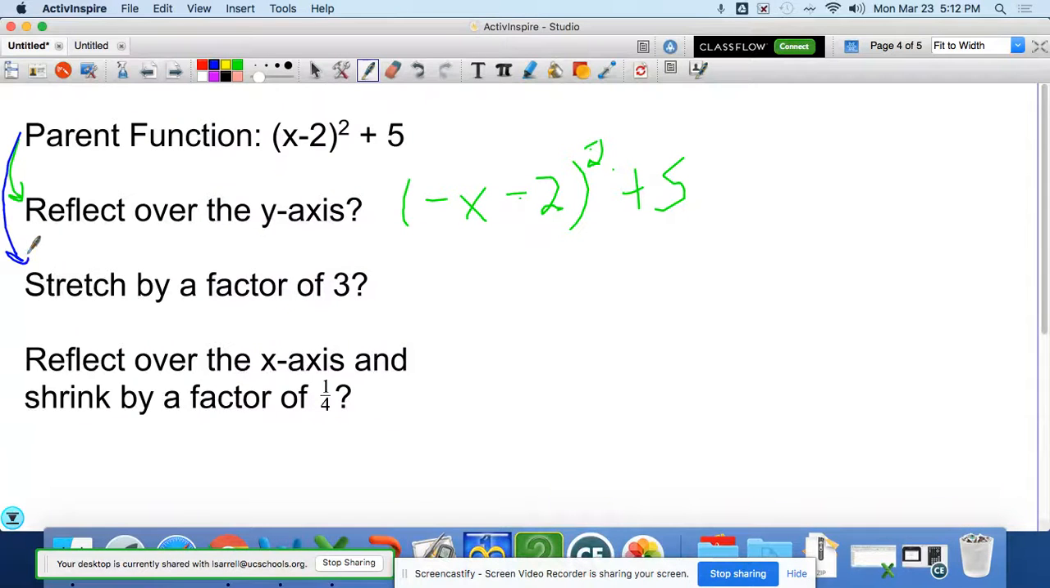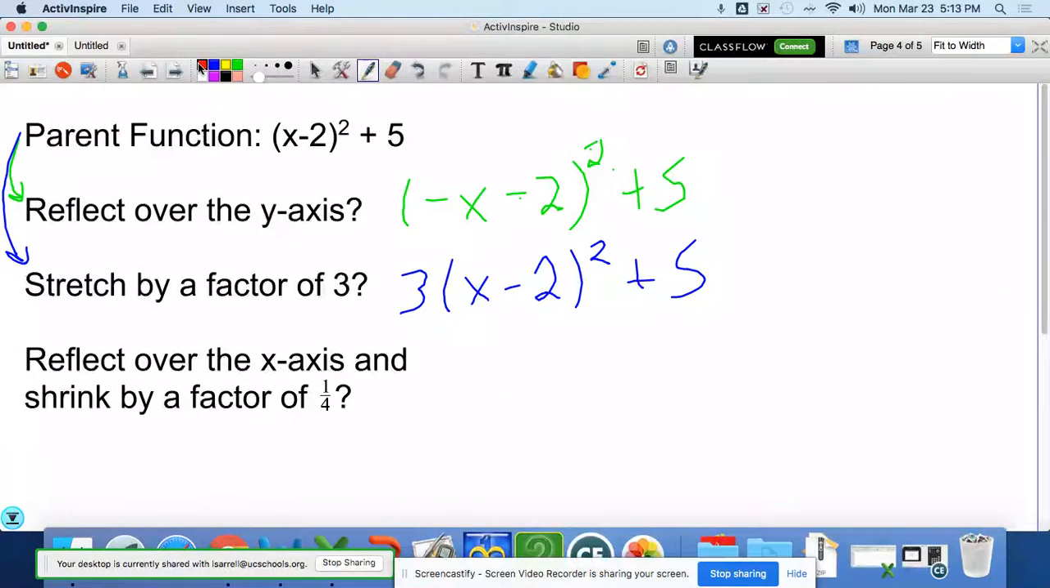All right, let's go back to the parent function, change colors. Now we're going to be stretching by a factor of 3. Well, if we want to stretch by a factor of 3, it means that number just comes out front. So we multiply our parent function's binomial by a factor of 3. That should make it taller and skinnier by a factor of 3. The larger the factor there, the taller and skinnier it gets.